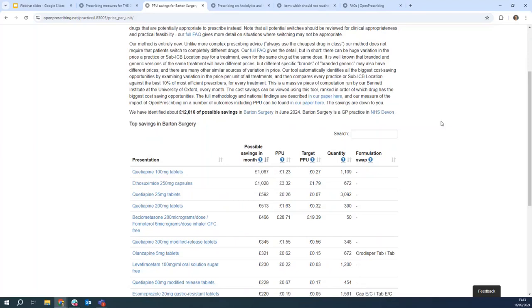So there might be, I don't know, things like Ramipril as a tablet and a capsule. So it might be if you changed all your Ramipril tablets to capsules, there would be money to be saved there. So we try and work out again what roughly is being paid at your practice and what's being paid across the country to try and identify any differences.